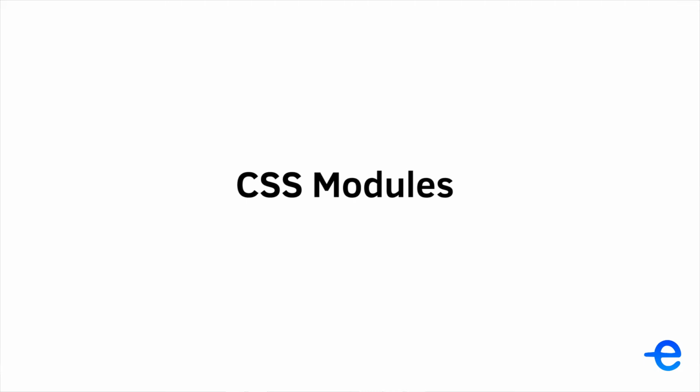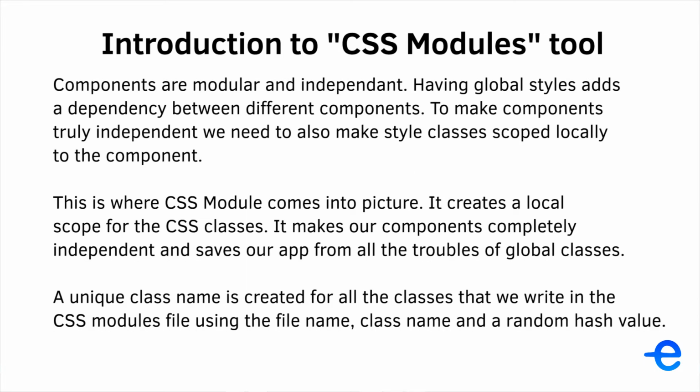In this video, we will learn about CSS modules. Components are modular and independent. Having global styles adds a dependency between different components. To make components truly independent, we need to also make style classes scoped locally to the component. This is where CSS modules come into the picture. It creates a local scope for the CSS classes. It makes our components completely independent and saves our application from all the troubles of global classes.